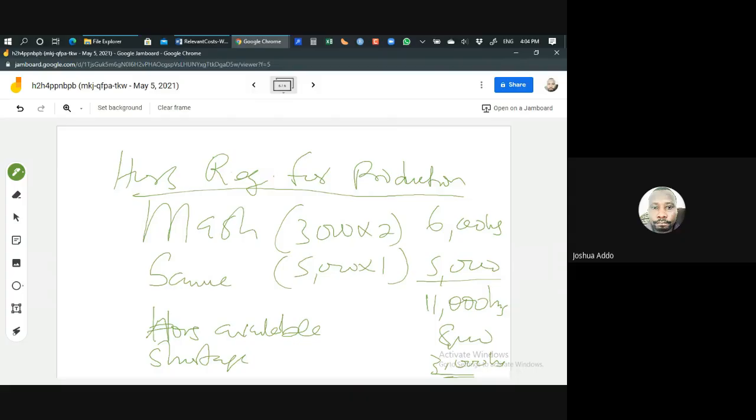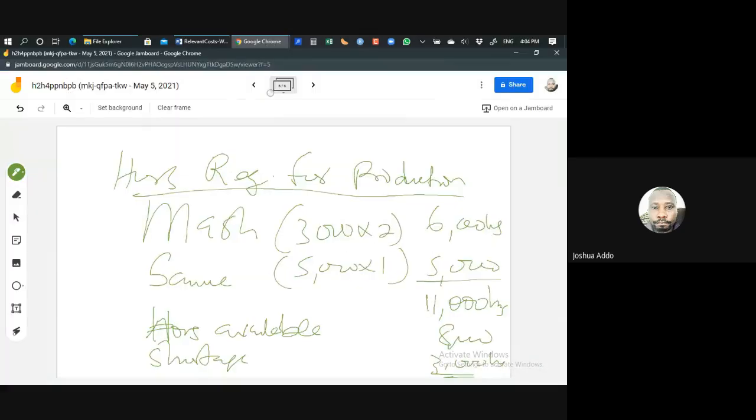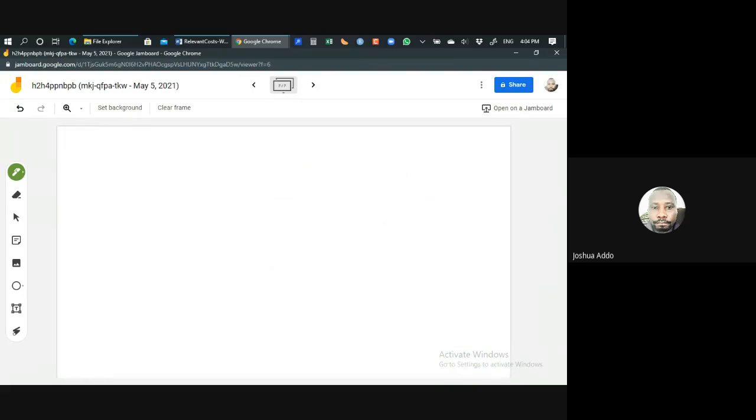Then the second requirement is to determine the production plan or budget that will maximize profit. In the midst of this production constraint in the form of shortage of labor hours, what should be the production plan?